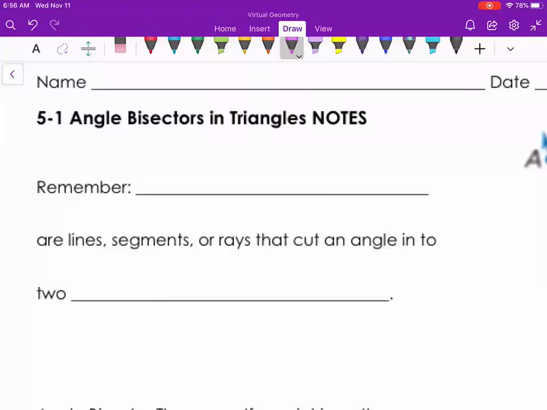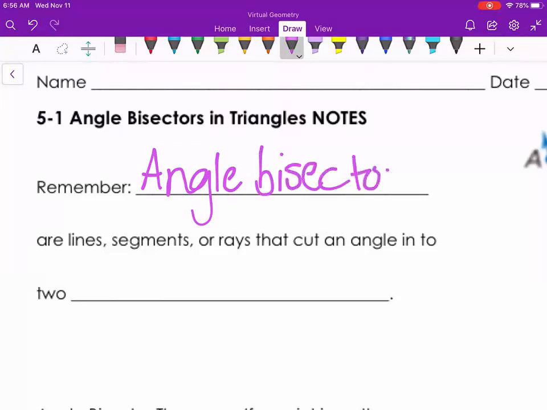Hi, everyone. We're looking at our next part of the bisectors and triangles. Today, we're going to be looking at the angle bisector specifically. So let's take a look and just remember what an angle bisector is. Angle bisectors, okay, these could be lines, segments, or rays that cut an angle into two equal parts.